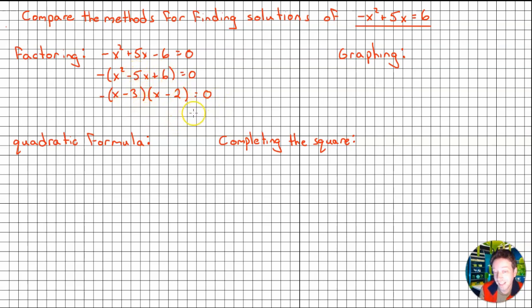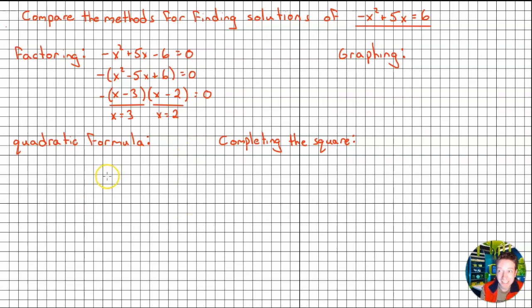So for this to be true, in our first bracket, x can be equal to 3, right? Because 3 minus 3 would be 0. And in our second bracket, x can be equal to 2, because 2 minus 2 would be 0. So those are two solutions.